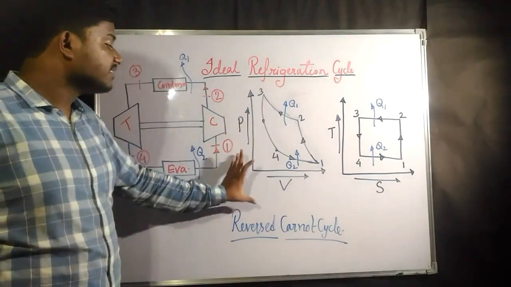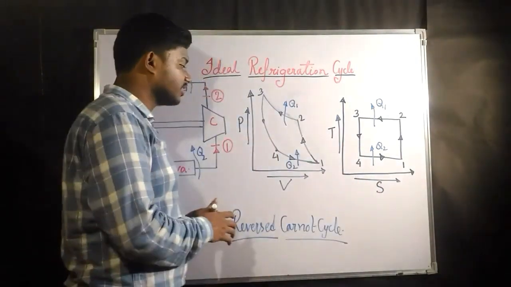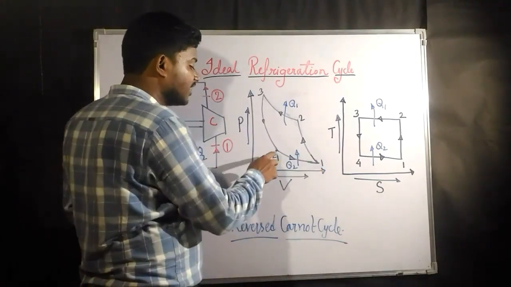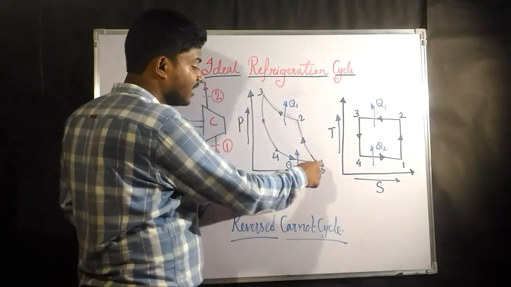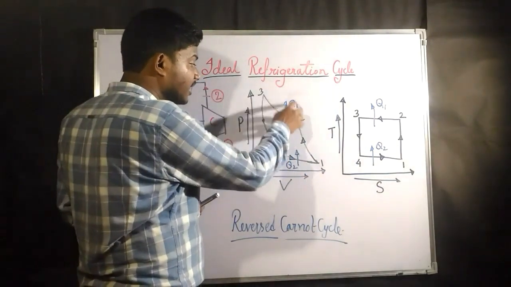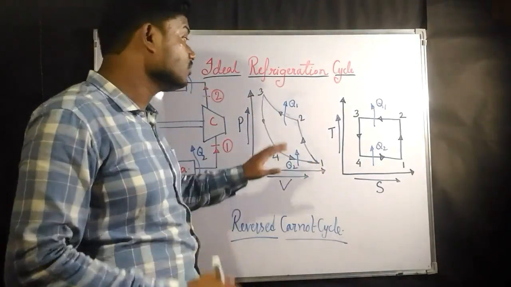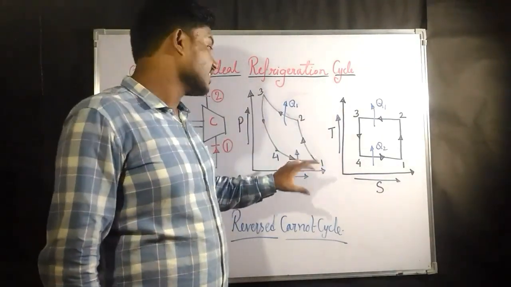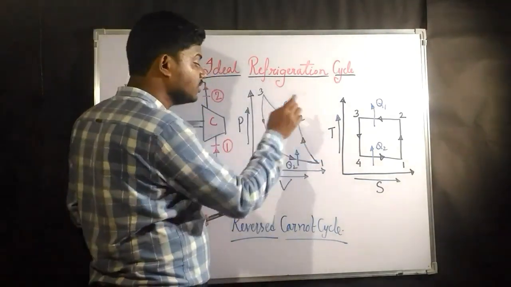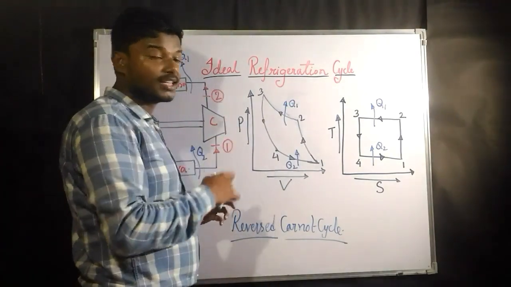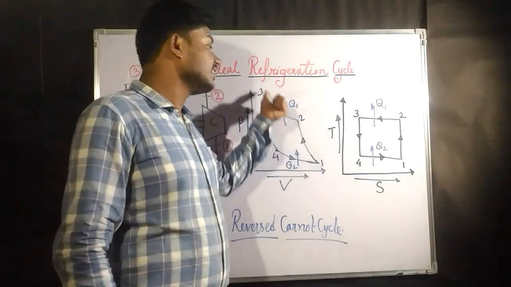So this is the PV diagram, and this is the temperature-entropy diagram for the reverse Carnot cycle. Previously the Carnot cycle used to start from here: adiabatic compression, then isothermal heat addition, then adiabatic expansion, then isothermal heat rejection. Now in this refrigeration cycle, this is going to be completely reversed. Now it will start from here. 1 to 2 is going to be adiabatic compression. 2 to 3 is going to be isothermal heat rejection.